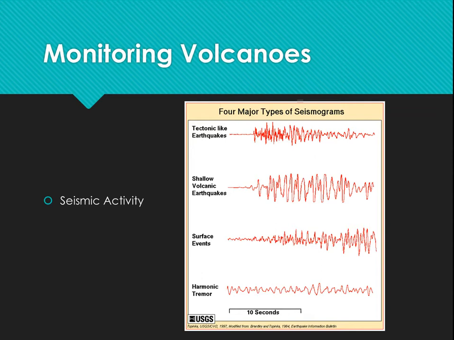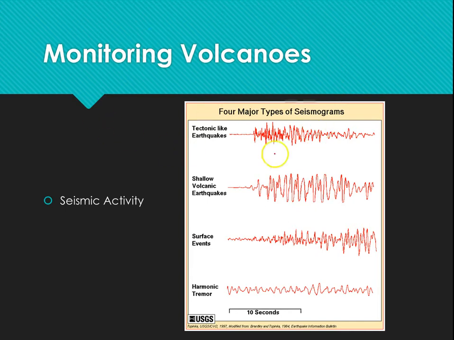Now, we want people safe and we don't want airplanes flying through those ash clouds, so we do a lot of monitoring of volcanoes to make sure we know when they're going to erupt. We can actually tell fairly well when that's going to happen. For one, we look at earthquakes, because there's a couple different types of earthquakes that occur on volcanoes when they're about to erupt. One of the big ones is this harmonic tremor. The volcano basically starts to hum as lava is coming to the surface.